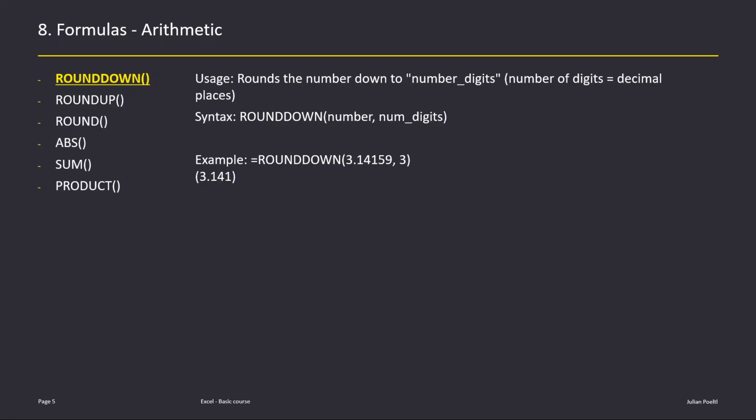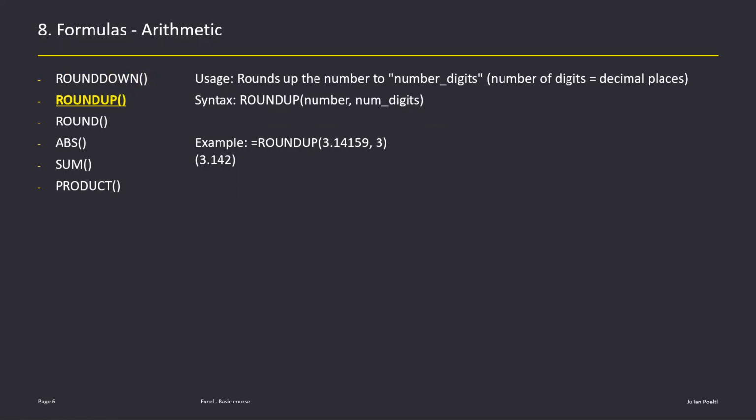So if you have, for example, the number 3.14159, like the first digits of pi, and you write round down this number, comma 3, then it will be rounded down to the third decimal place.